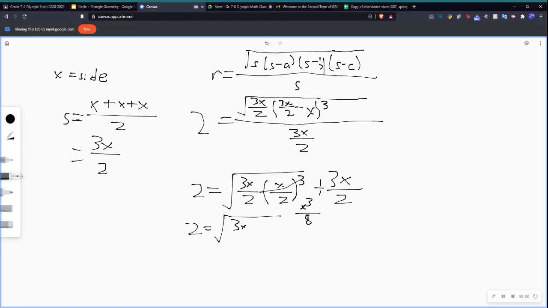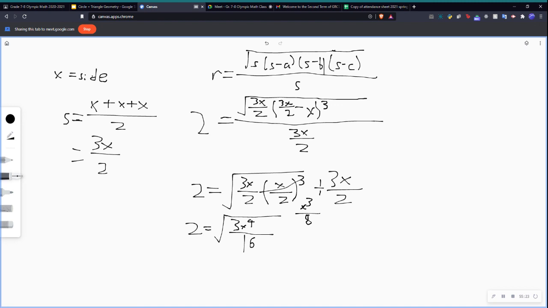So that's just 3x times x cubed. If you know how to multiply variables together, you just add up their exponents. Well, they have to be the same variable, of course. So this is just 3x times x cubed, which gives you 3x to the 4. And on the bottom, we have 2 times 8, that would give you 16.